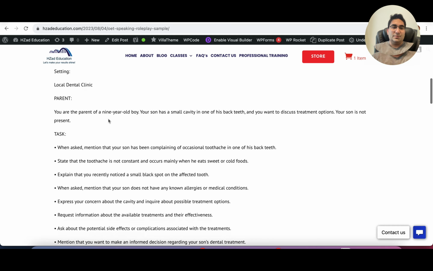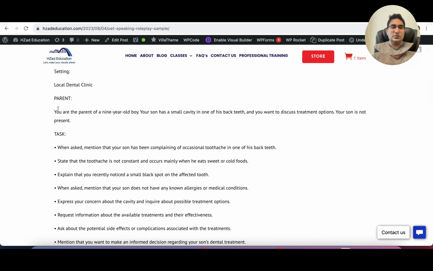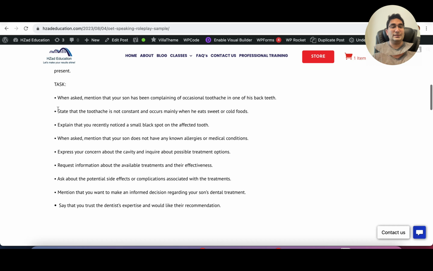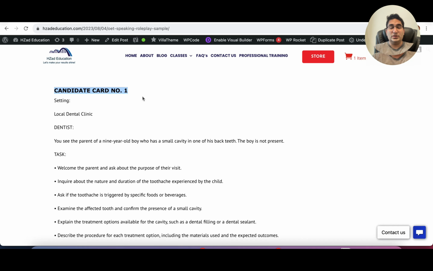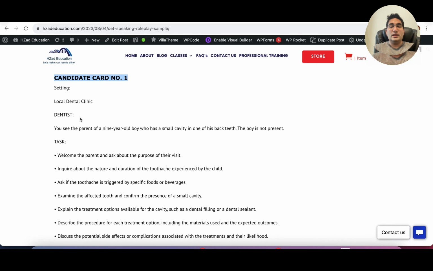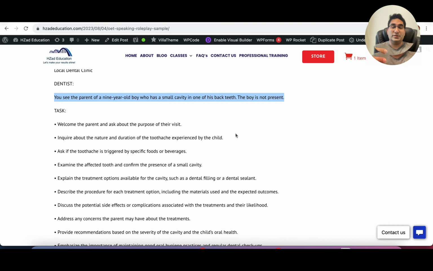So first we'll look at the two cards that are presented. The first one is presented to the interlocutor, which is your speaker or examiner. People say they don't really examine you, but they're just the actor. The other, the candidate card, is given to you. You don't see the interlocutor's card, you just see your own. So the setting is, and again, in our 15-hour OET course we have covered all these things in detail, you look at the local dental clinic, the setting, and the scenario. You're dealing with the parent of a 9-year-old boy who has a small cavity in one of his teeth. The boy is not present, which means you're talking to the parent.